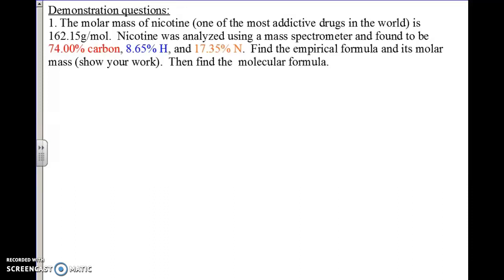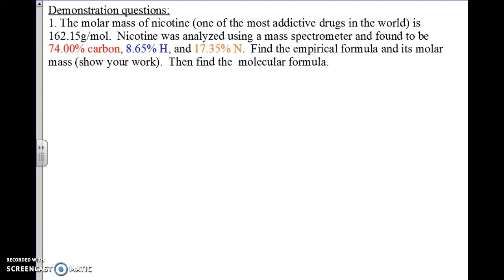So in this problem it says the molar mass of nicotine, one of the most addictive drugs in the world, is 162.15 grams per mole. That number will come in very late into the problem. Nicotine was analyzed by using a mass spectrometer and found to be 74.00% carbon, 8.65% hydrogen, and 17.35% nitrogen. Find the empirical formula, the simplest formula, its molar mass, and then find the molecular formula.